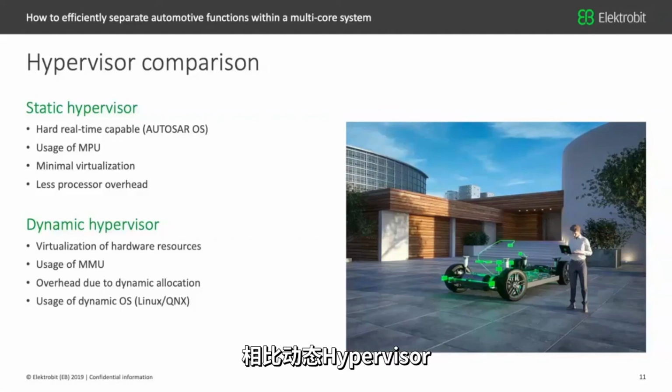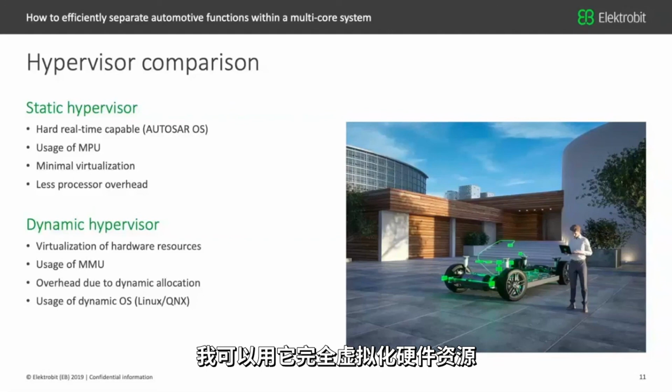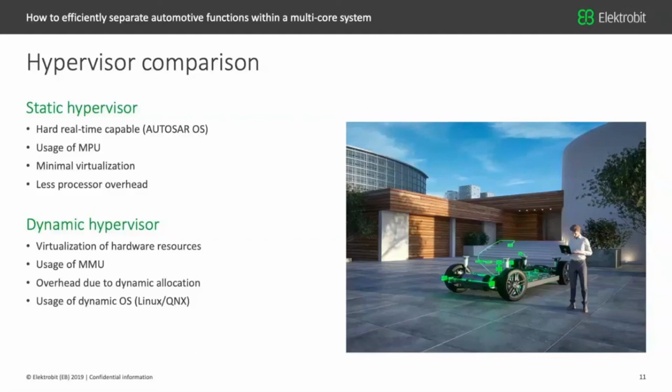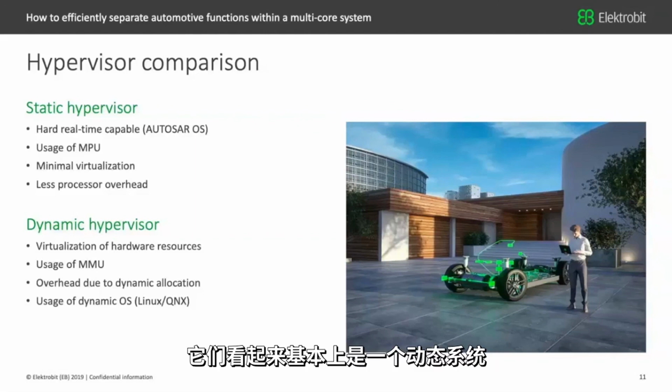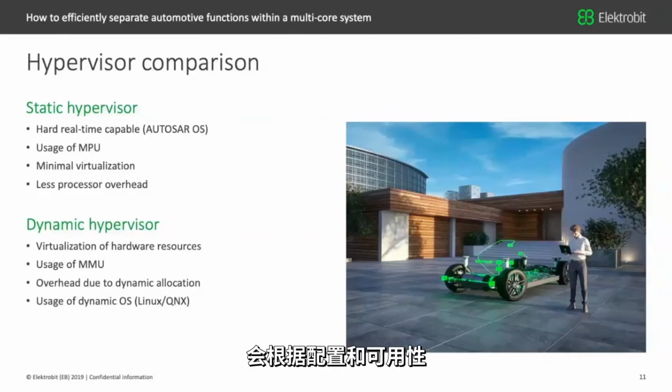Compared to the dynamic hypervisor, here I have full virtualization of my hardware resources, especially the cores and the memory. So there I have large operating systems like Linux or QNX running in a partition, and they see basically a dynamic system as they would expect, and they get assigned their calculation time on the processors based on configuration and availability.